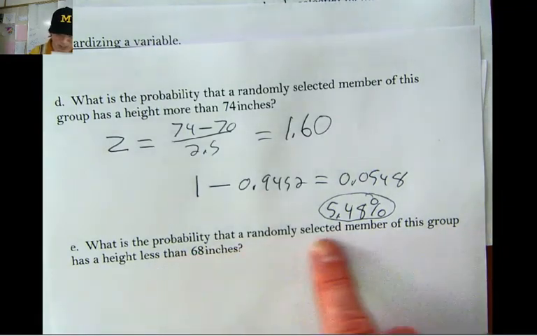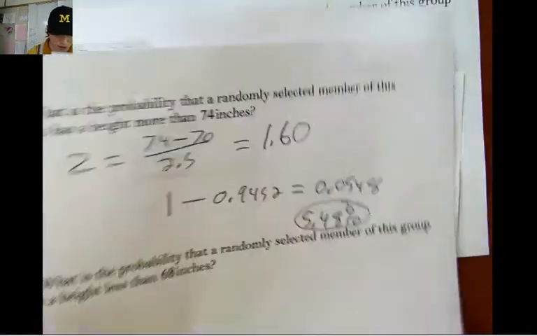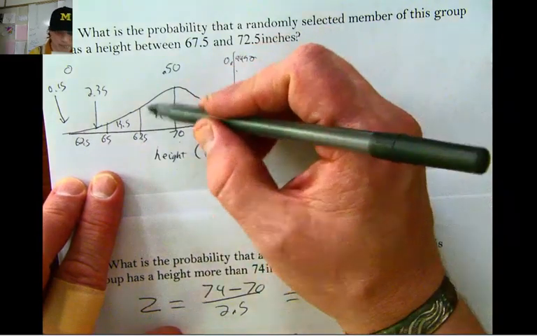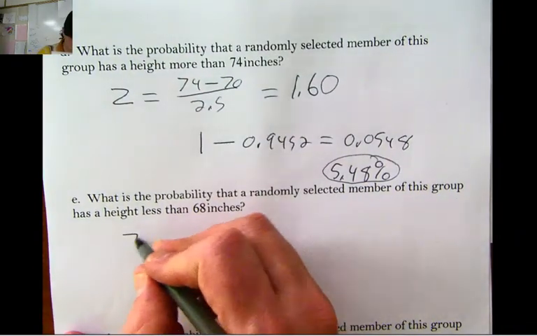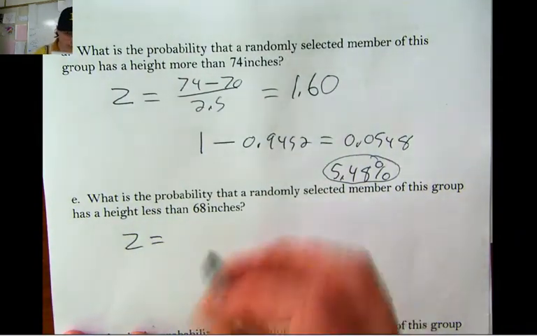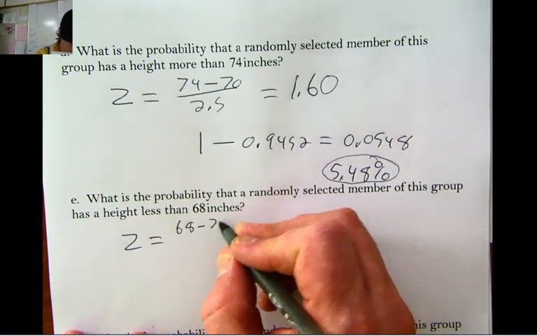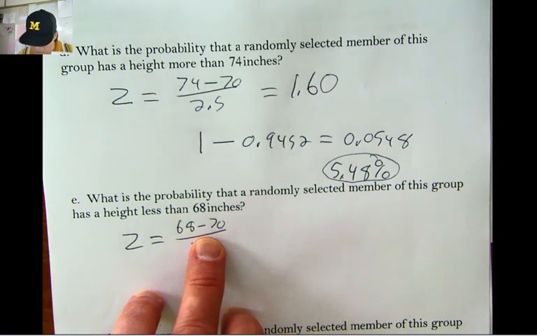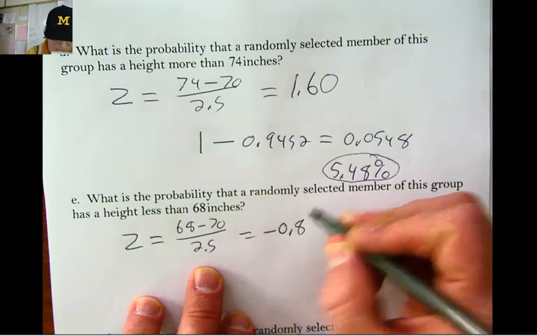Probability that a randomly selected member of this group is less than 68 inches. All right, well, if I look back at my chart, 68 is a little more than 67.5, but it's not an exact z-value, meaning an integer value. So I've got to figure out the decimal approximation. So 68 minus 70 divided by 2.5, that's negative 2 divided by 2.5, which would be negative 0.8. So I take it to the z-table.